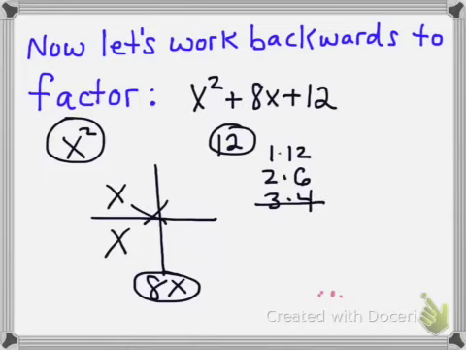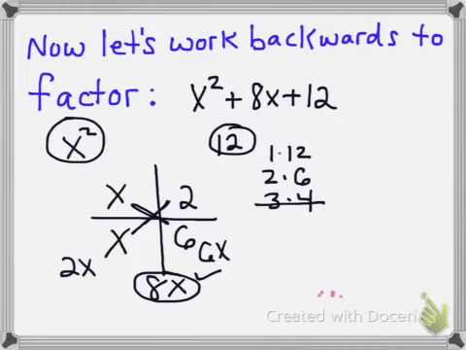So I would just erase my work there and then try the 2 and the 6. And 2 times x is 2x, and x times 6 is 6x. So together, those two do form the middle term of 8x. So I know I found my correct factors.